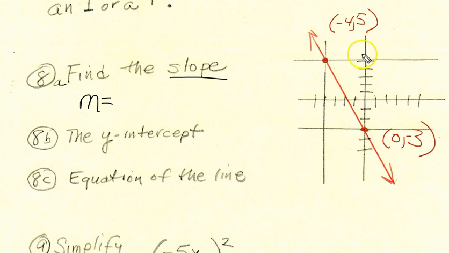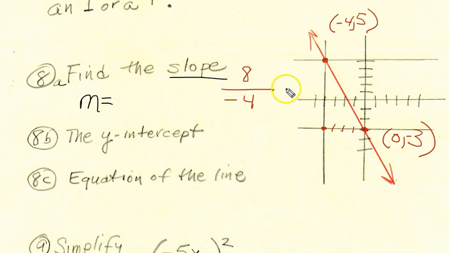Now, also, you could put that in the slope formula, or you could just count it. It's going to go over 1, 2, 3, 4. It's a negative direction, so it's a negative 4 for our x values. And then it goes up 1, 2, 3, 4, 5, 6, 7, 8. Goes up 8.